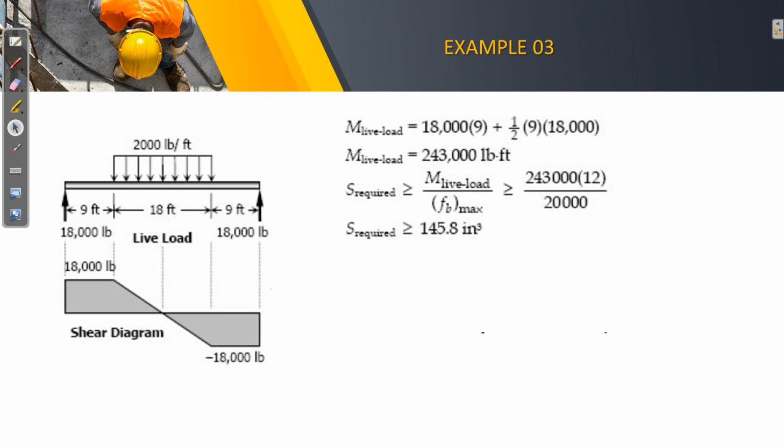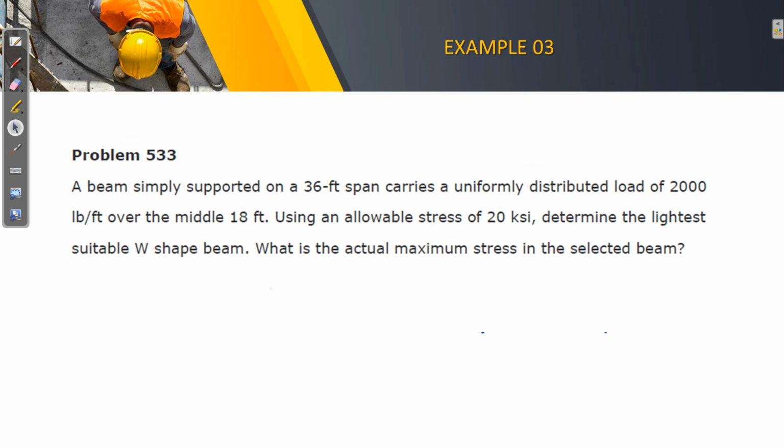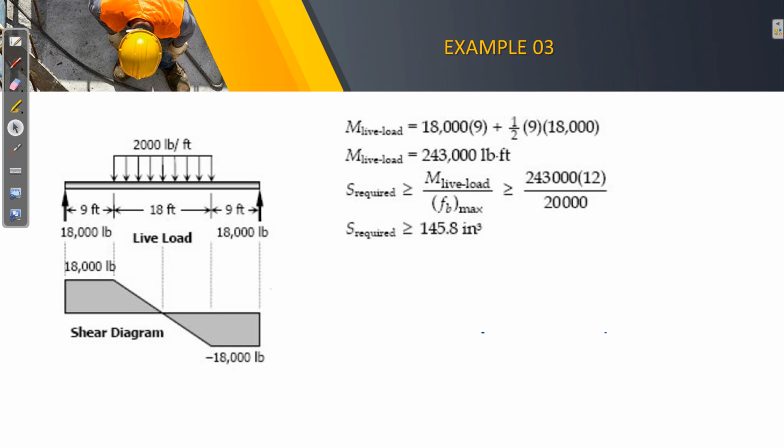So this time we have this beam from the conditions of the problem. You can see the 36 span carries a uniform distributed load of 2,000 pounds on the middle 18 feet only. So meaning from the middle, we measure 18 feet. And then the excess will be distributed on the left and right portion. So all in all, we have a length of 36. So this portion is unloaded. Okay.